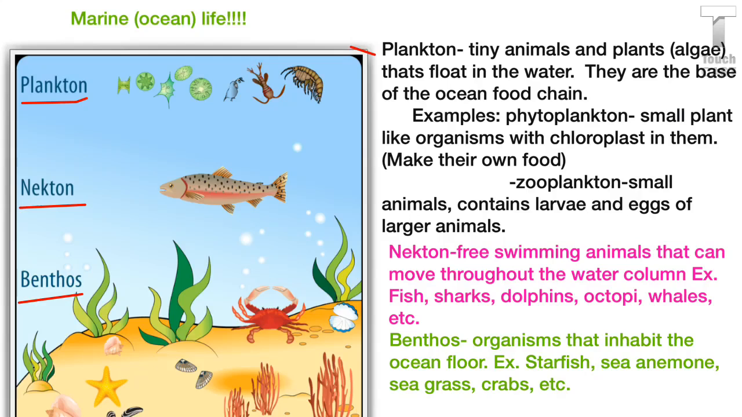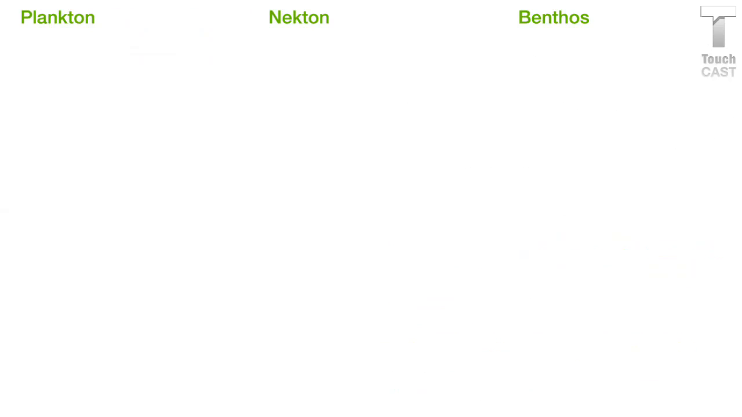They're the base of all the food chains of the ocean. You've got some examples here: phytoplankton, which use photosynthesis, and then zooplankton. Then we have our nekton. Nekton is just our free swimming animals, the ones that you know a lot about: fish, sharks, dolphins, octopi, whales, stuff like that. Then we have our benthos, organisms that inhabit the ocean floor, like our starfish and our sea anemone. So it's pretty easy how we break them up into three different groups.